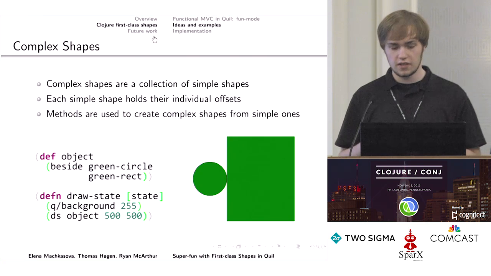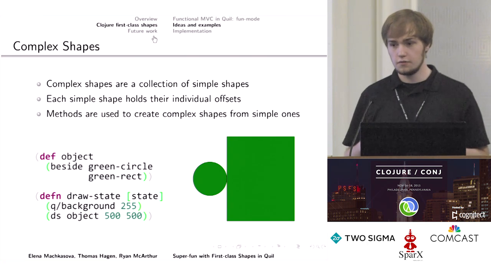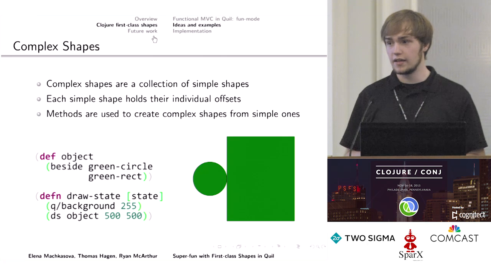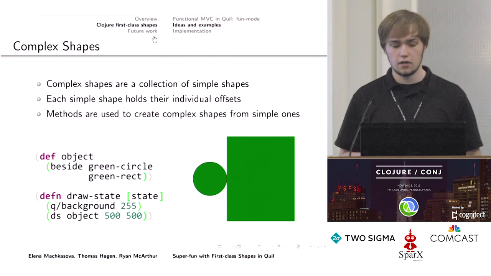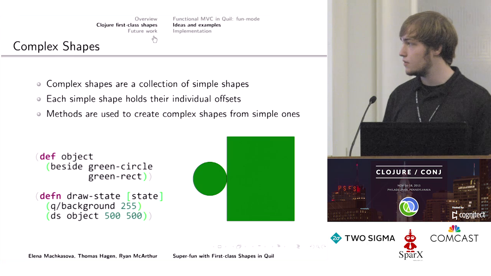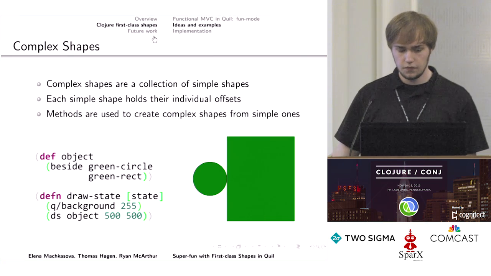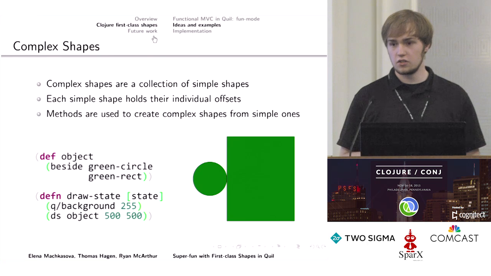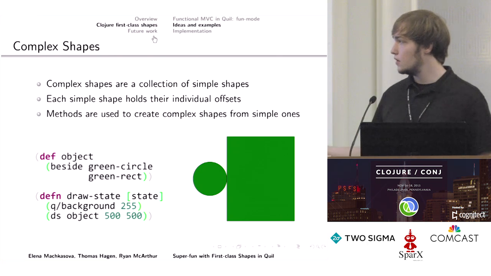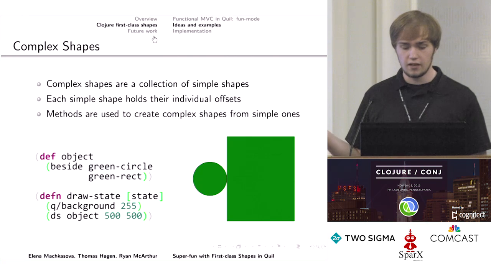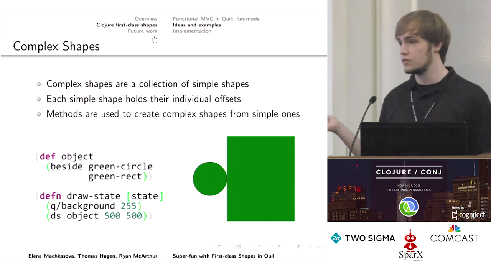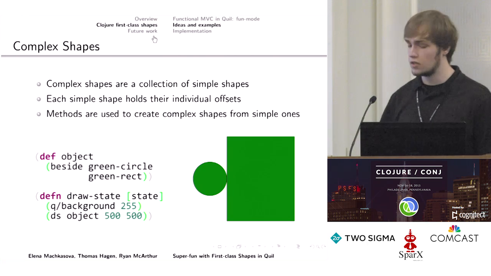And in our first class shapes, we've implemented functions that we found in Racket, like the example earlier, above, beside, that sort of thing. So in this example here, we have our green circle and our green rectangle, and you can create a complex shape called object, and then beside them, and then you can draw the complex shape at your position, and it will draw both of these simple shapes as one complex shape on that position.